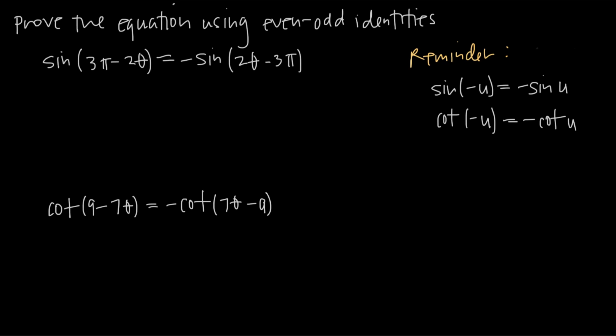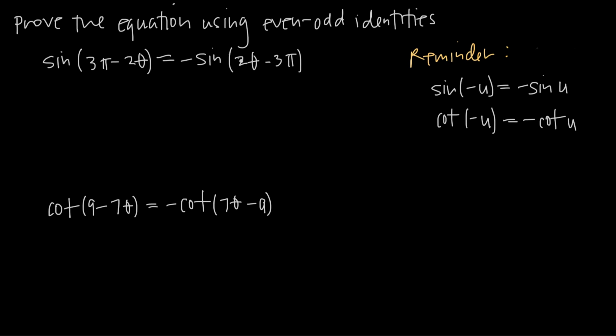In this video, we're talking about even and odd trigonometric identities and how to prove a trig equation using these identities. So in this first example, we have sine of 3 pi minus 2 theta is equal to negative sine of 2 theta minus 3 pi. And we've been asked to use the even-odd identities to prove that this is true.